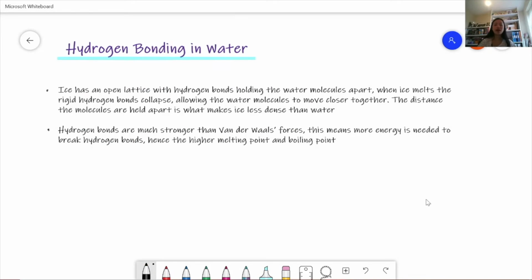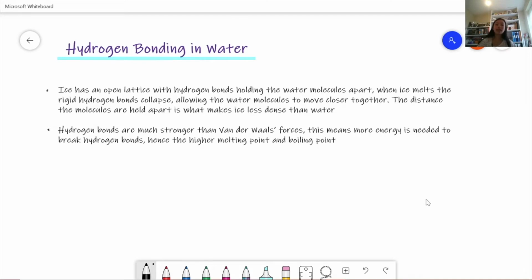Now we're going to talk about hydrogen bonding in water in more depth. There are two features of water that are caused by hydrogen bonding: the first is that ice is less dense than water, and the second is that water has a relatively high melting and boiling point. Firstly, ice is an open lattice with hydrogen bonds which hold the water molecules apart, so when it melts, the rigid hydrogen bonds collapse, and this allows the water molecules to move closer together.